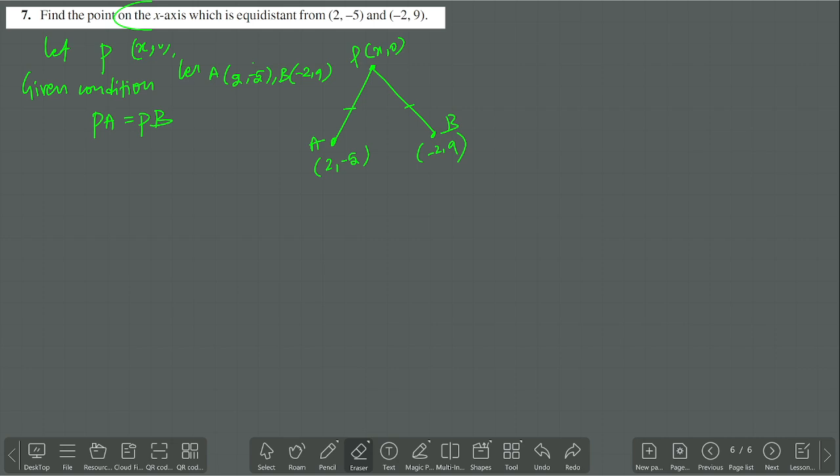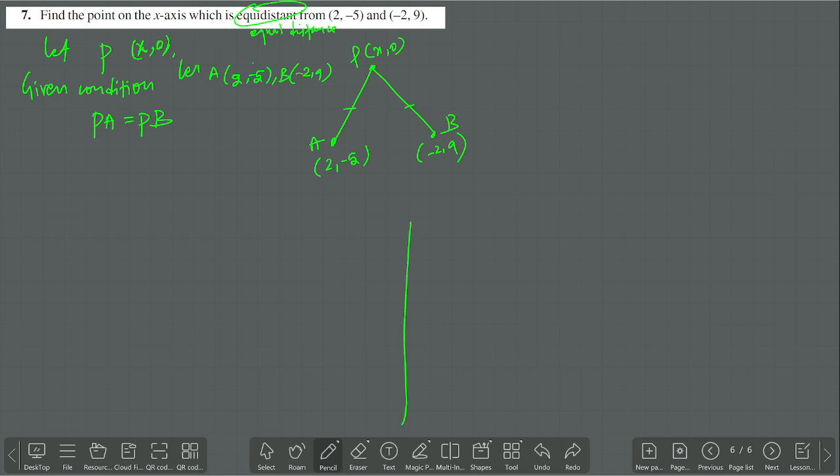Take notes regarding equidistance. Equidistance means equal distance. You just underline it and write it better in your class. Find a point on the x-axis.